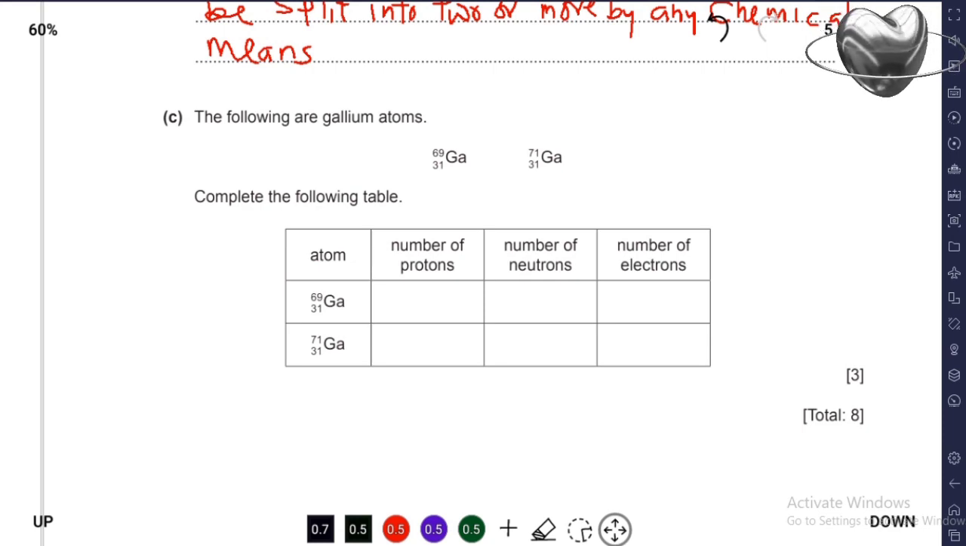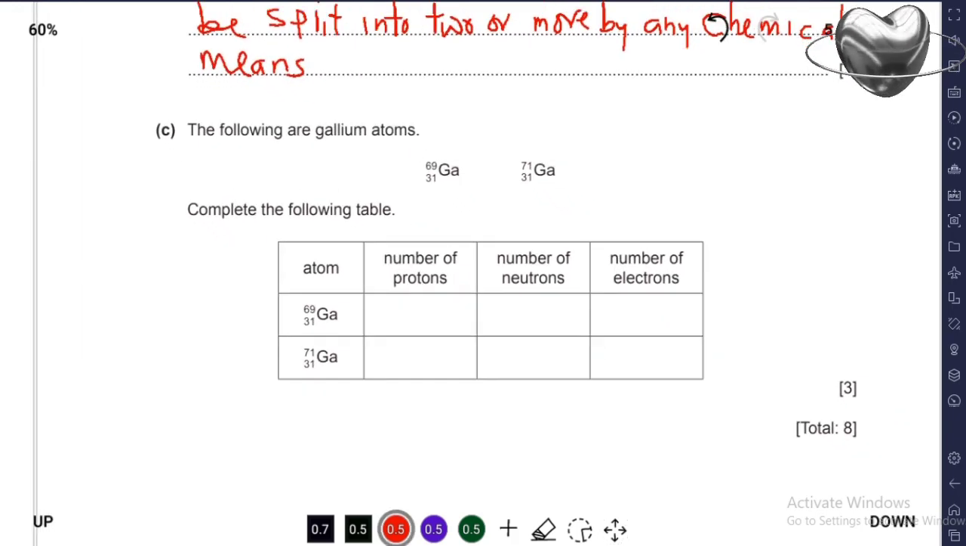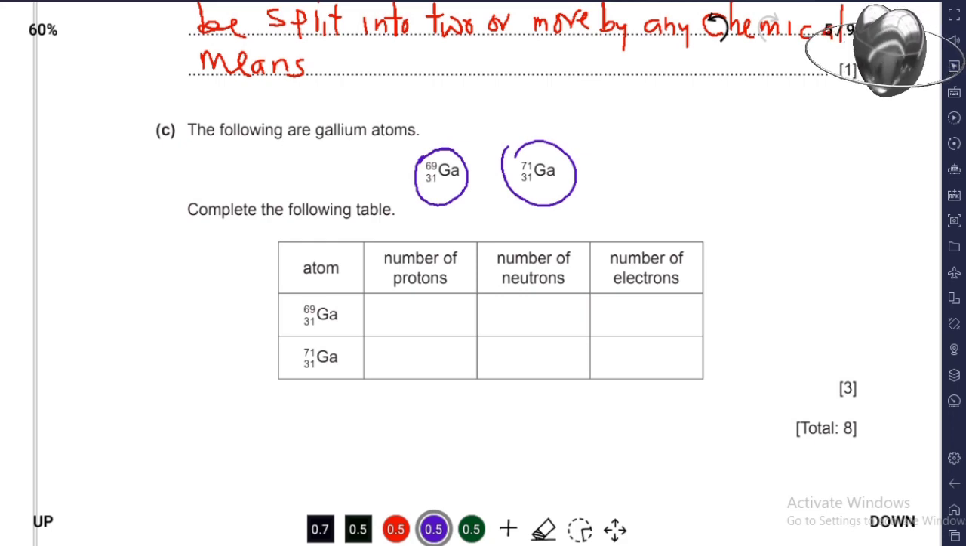The following are gallium atoms. We have gallium 69 and gallium 71. Complete the following table. Number of protons here will be 31, even here 31, and then number of electrons. Since gallium is not charged, the number of protons are equal to the number of electrons. So 31, 31.